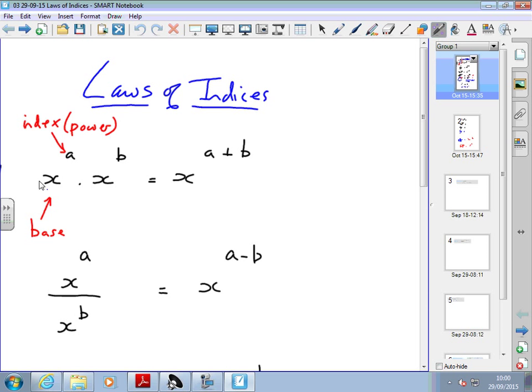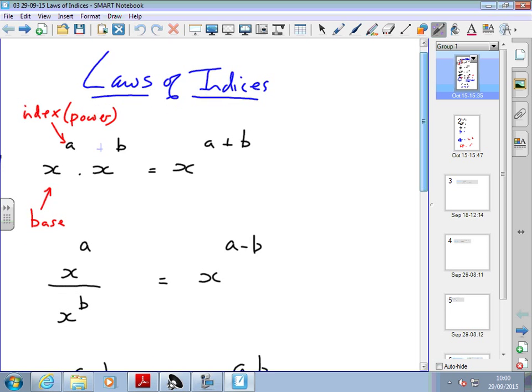They only apply if the base, and this is called the base of the number. If I have any number, say 3 to the power 4, this is called the base number, and we're going to multiply that number by itself 4 times. That's what that means. So x is a number raised to some power a, sometimes called the index, hence laws of indices. So x to the a multiplied by x to the b, as I've said already, you effectively just add the powers. So there is the first law of indices.